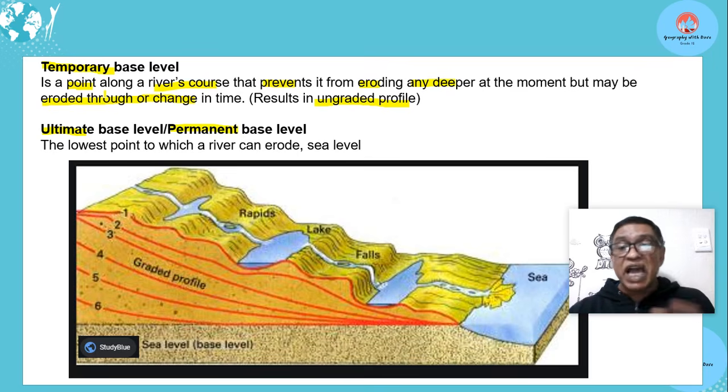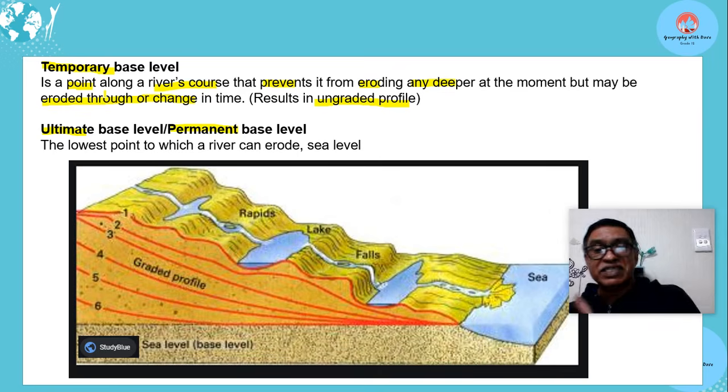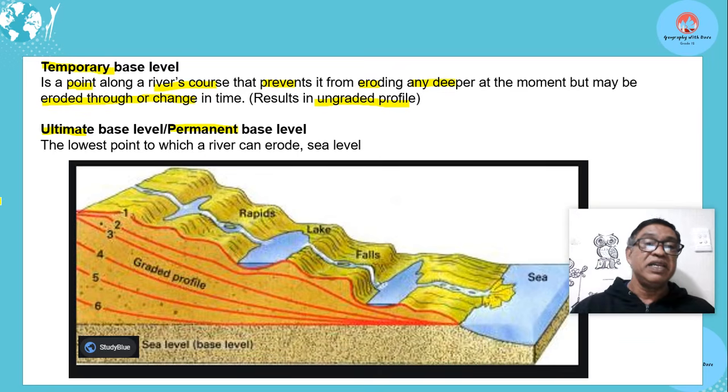All right, so through time it can get eroded. So therefore, it is not permanent. All right, through time and change, if there's more speed in the river, it's going to get eroded. This is known as a temporary base level. Now, if I look at the permanent base level, it's the lowest point to which the river can erode. Example, sea level. When the river reaches the sea, that's it, the river is over. Okay, it's the lowest point and it's there all the time. So therefore it makes it permanent.